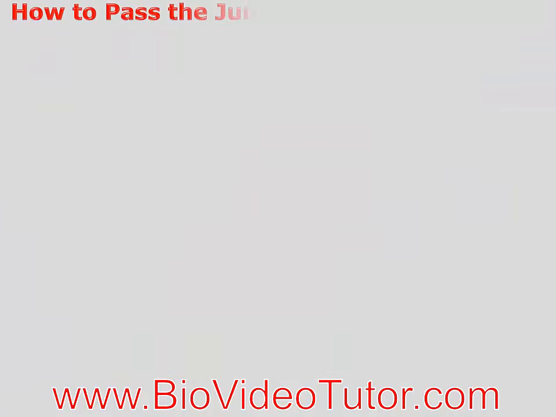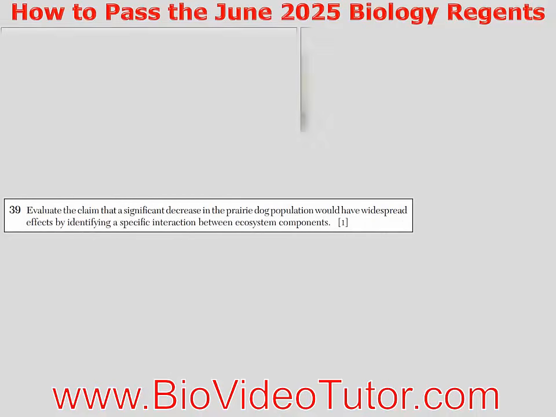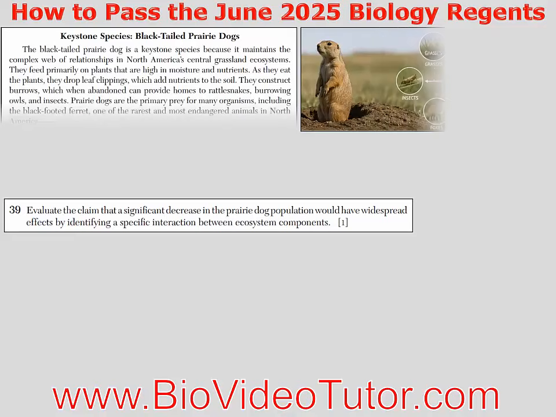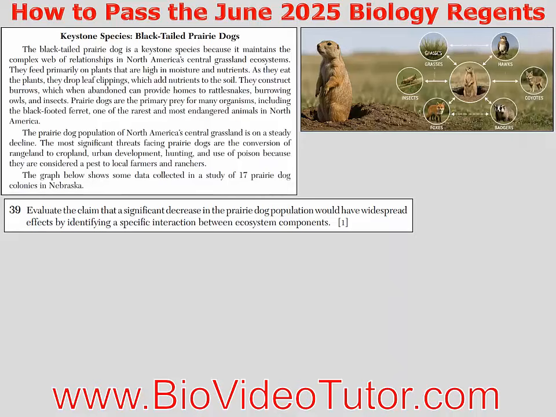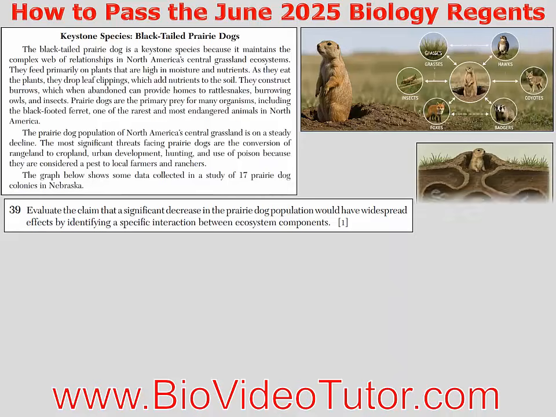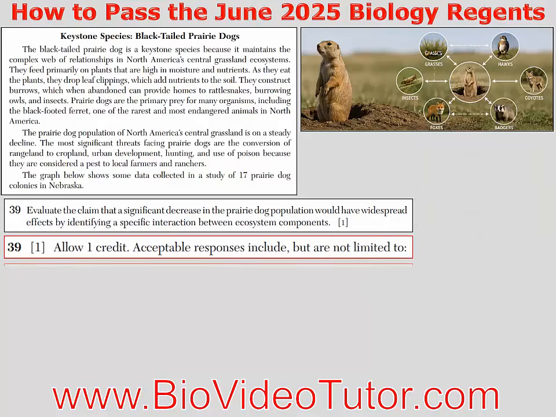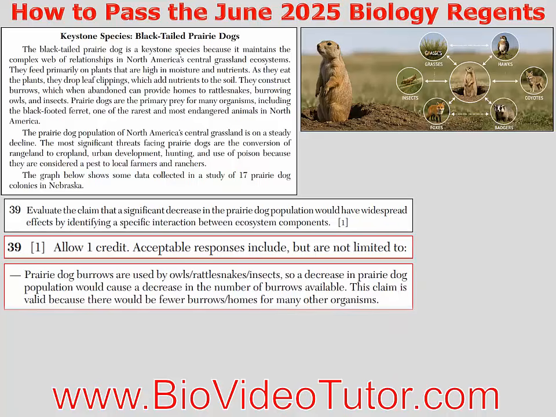How to pass the June 2025 Biology Regents question number 39. The black-tailed prairie dog is a keystone species because it maintains a complex web of relationships in North America's central grassland ecosystem. Since prairie dog burrows also provide homes for snakes, owls, and insects, if the prairie dog population were to decrease, there may be fewer burrows available for many other organisms, validating the claim.